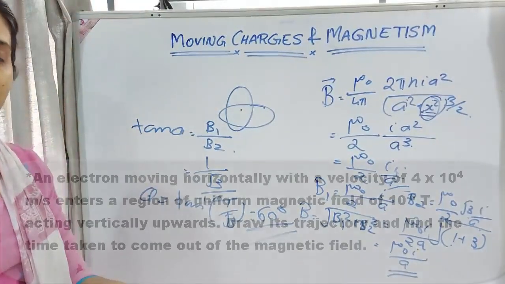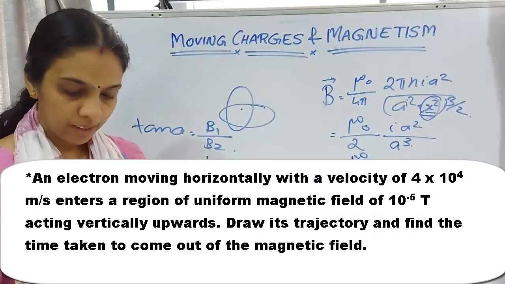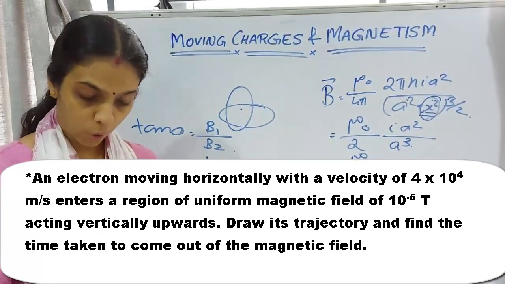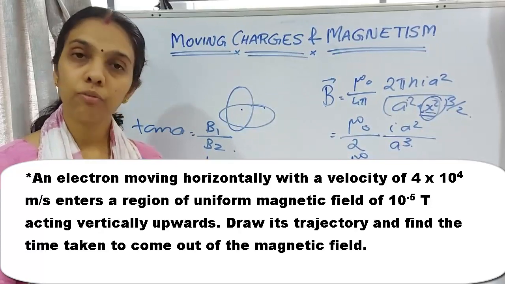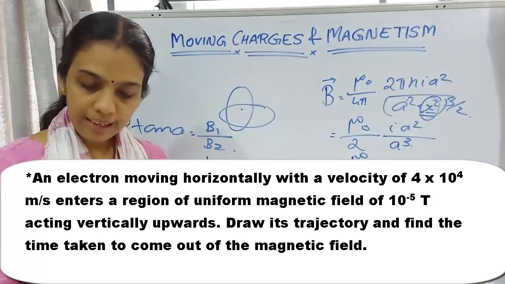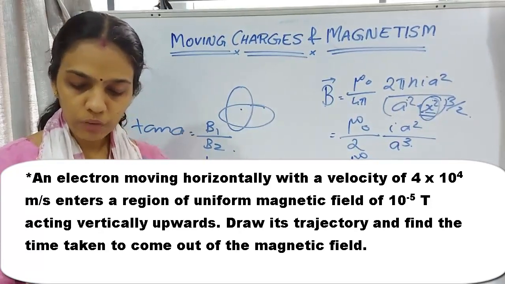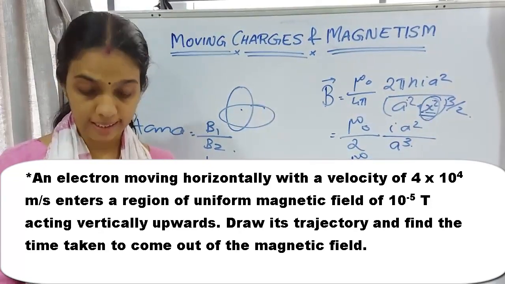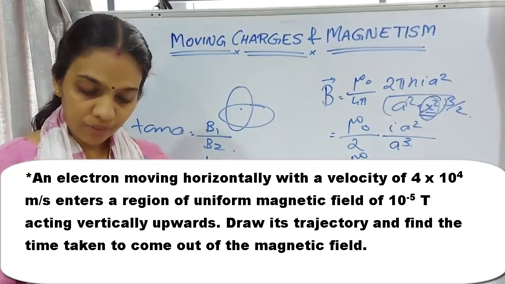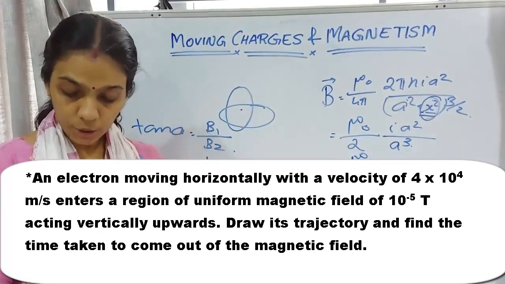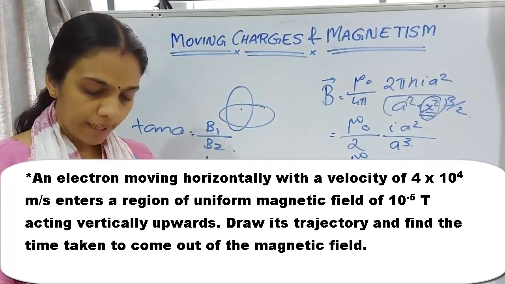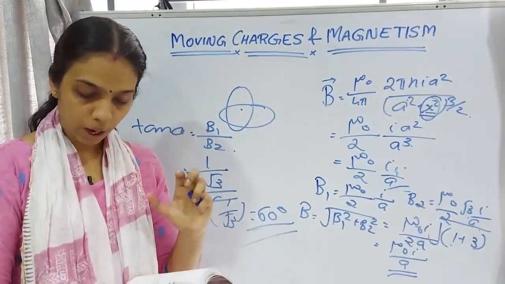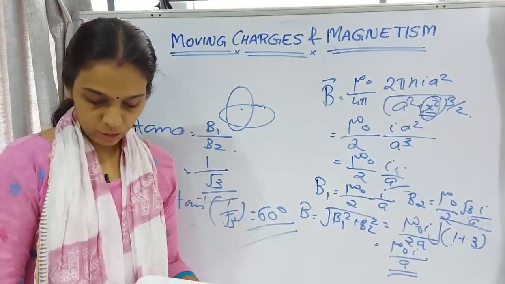Clear? Next one. An electron moving horizontally with a velocity of 4 into 10 to the power 4 meter per second enters a region of uniform magnetic field of 10 to the power minus 5 Tesla, acting vertically upwards as shown in the diagram. Draw its trajectory and find out the time it takes to come out of the region.